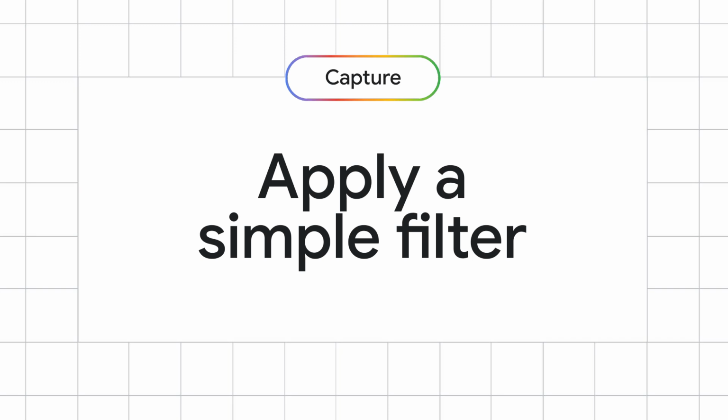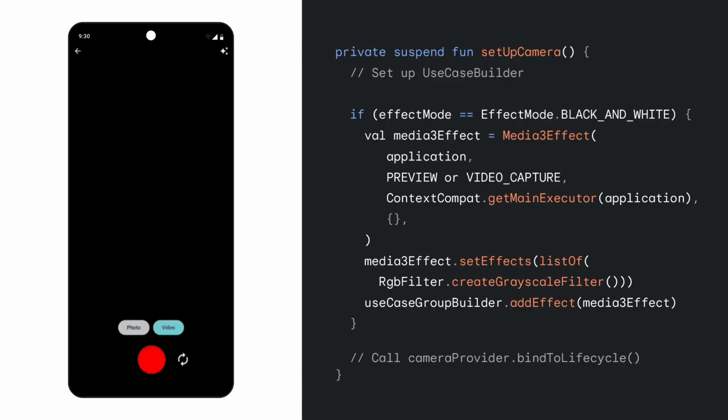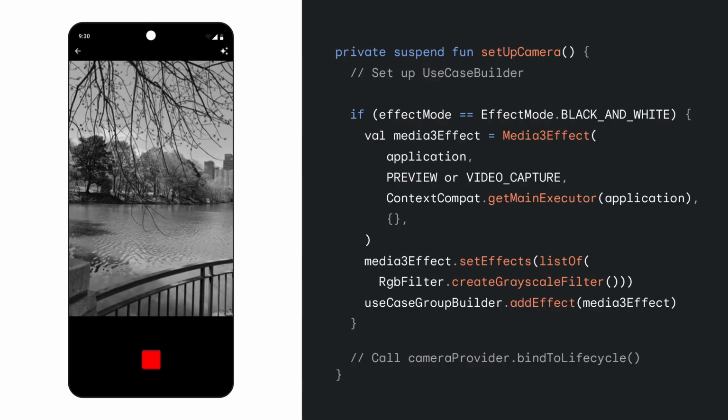Now, I started off this talk by saying users are looking for new, innovative, and fun ways to express themselves. So let's look at how to apply a simple filter, which you can build on to create pretty much any custom experience for your users that you can dream of. The amazing news is that CameraX makes adding effects a breeze with the Media3 effect connector, which is currently in alpha. Kristina will go over more built-in Media3 effects later, but for now, let's add a simple black and white filter.